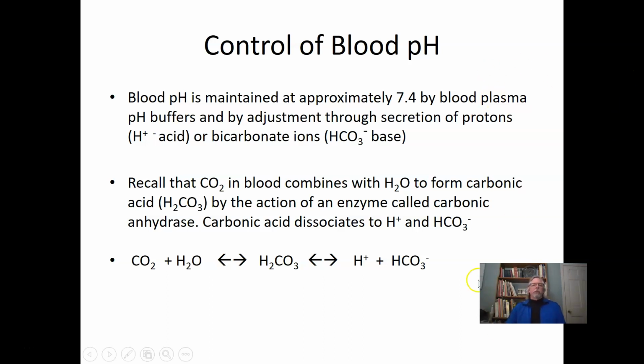If you recall from the blood chapter in the beginning of the semester, CO2 gets transported in the bloodstream by being enzymatically combined with water to form carbonic acid. Carbonic acid is a weak acid that dissociates into protons and bicarbonate ions. Getting rid of one or the other of these ions will help to adjust the pH and maintain it at the target pH of 7.4.